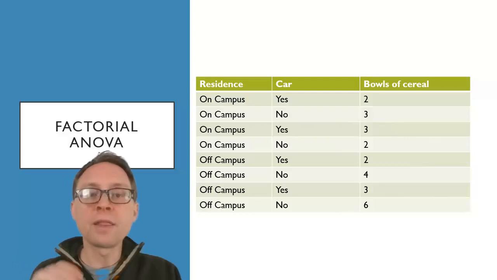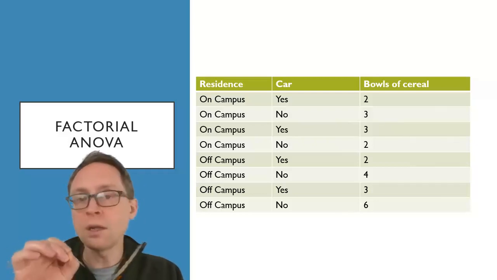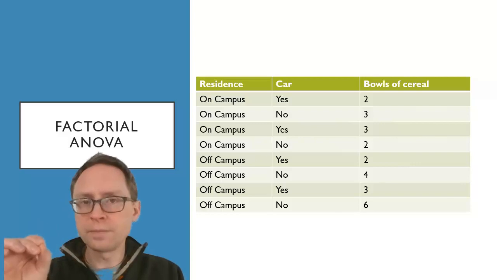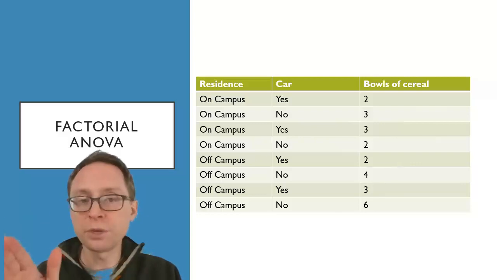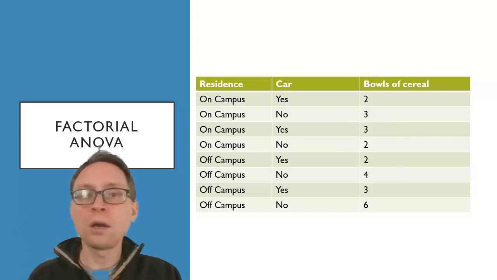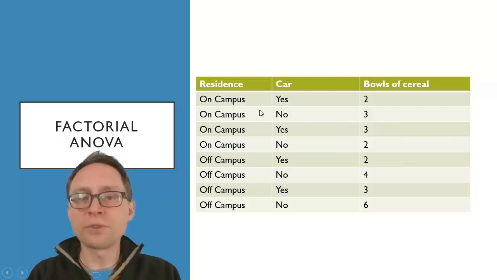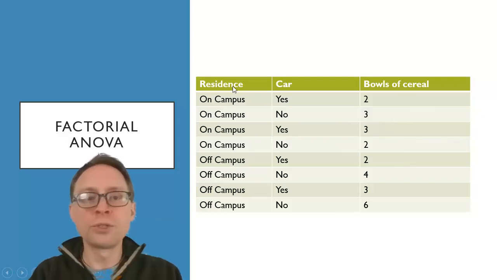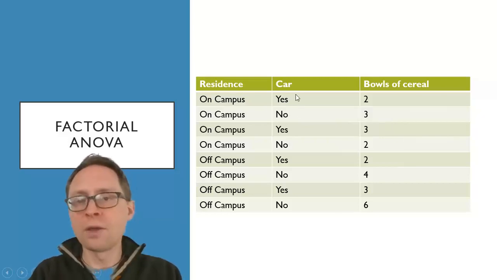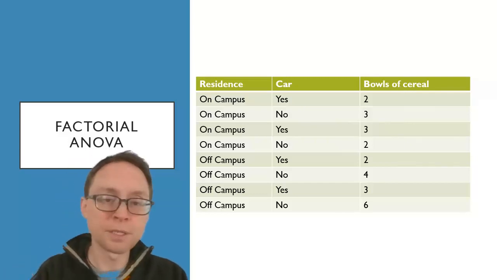In this case, I think that residence and car affect bowls of cereal. The dependent variable is bowls of cereal. Residence and car are factors. There are two levels of residence, on campus and off campus. There are two levels of car, yes and no, meaning yes, I own a car, no, I don't own a car. This is a two by two design. Two levels of residence, two levels of car. They're both factors that affect cereal, which is the dependent variable. It doesn't get a number.